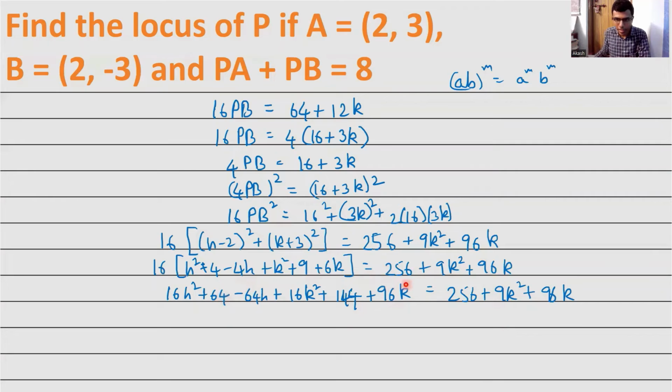So here 96k and 96k would get cancelled since these two are the same and have the same sign also. Remember, if here there would have been plus 96k and here it would have been minus 96k, it won't get cancelled. Don't make such mistakes. Fine.